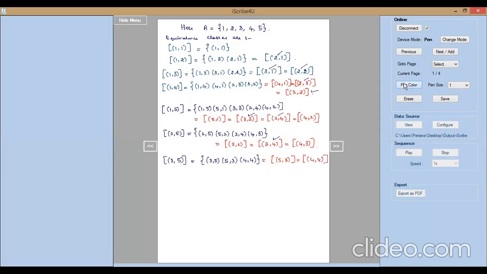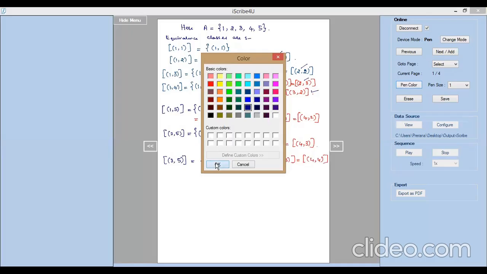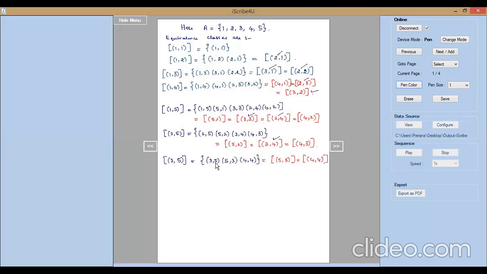Now we will move on to the equivalence class starting with 4. Let's see what I have to find out first. 4, 1: 4, 1 is the same as 1, 4, which is already done here, so we'll just put a tick mark. 4, 1 is done. 4, 2: the sum should be 6, which is also considered here, so also put a tick. 4, 3 is done. 4, 4 is done.